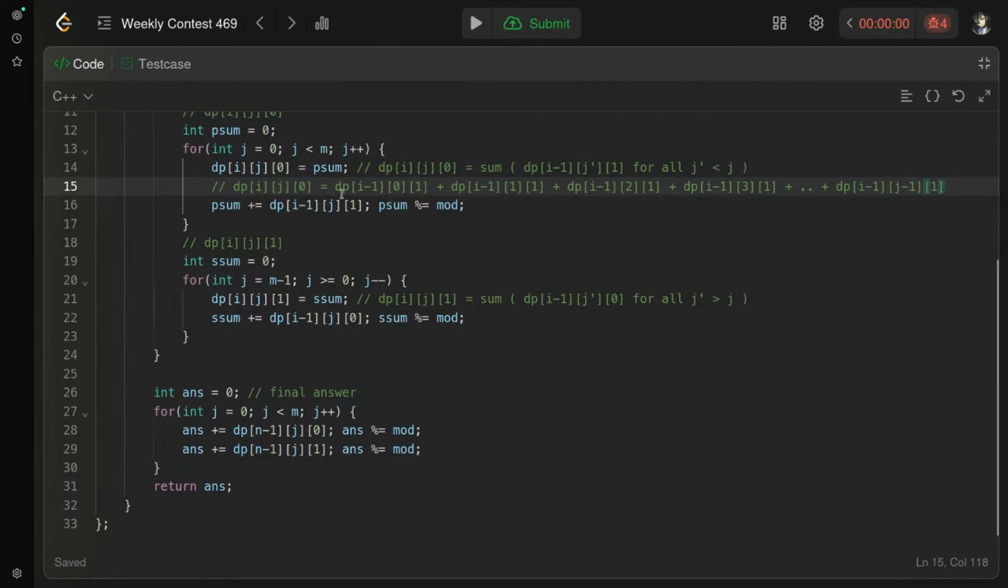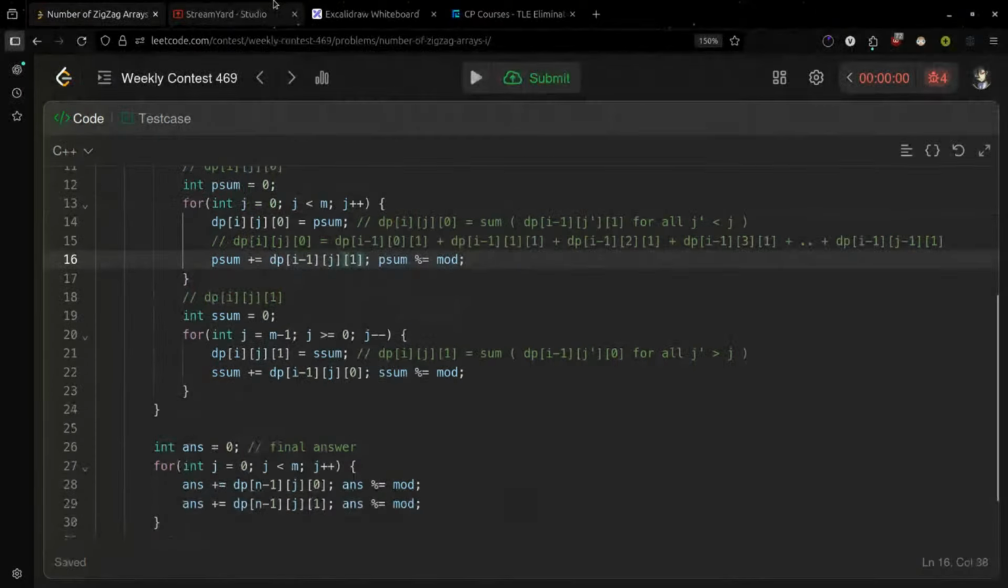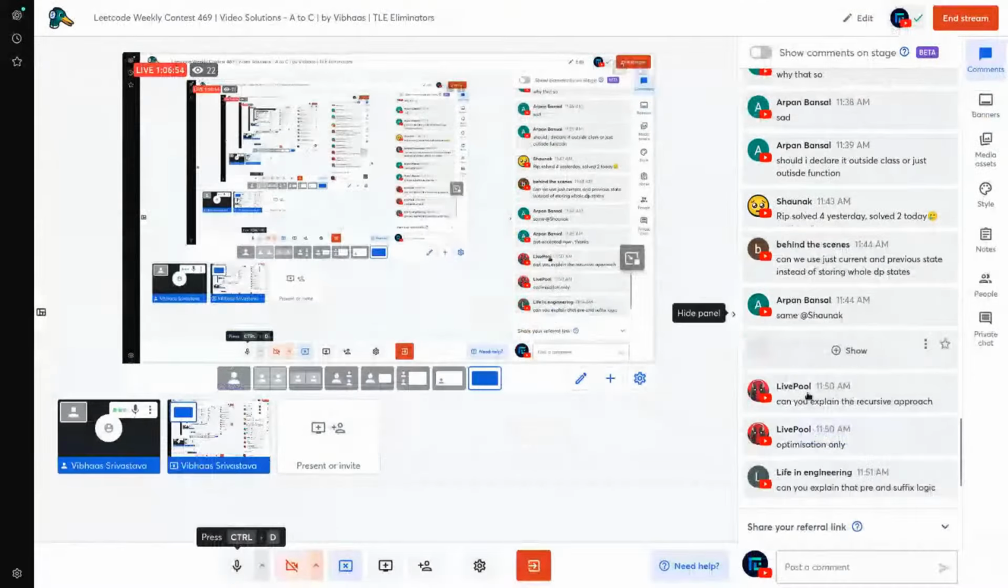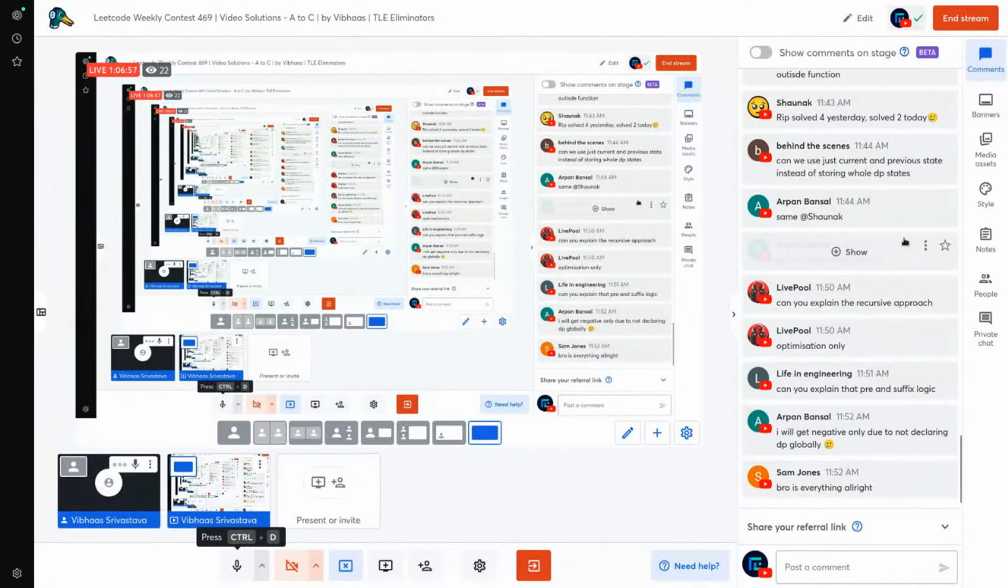We need this sum, and basically we're just doing a prefix sum. Since we're going from j equals 0 to j equals m, for all the j which is smaller than this, we can just sum them up. That's why we can just use the prefix sum instead of doing this in big O of n cubed. If we want to calculate the sum each time, it will become big O of n cubed. But by using the prefix sum, we're doing this in big O of n squared. So that's about it.